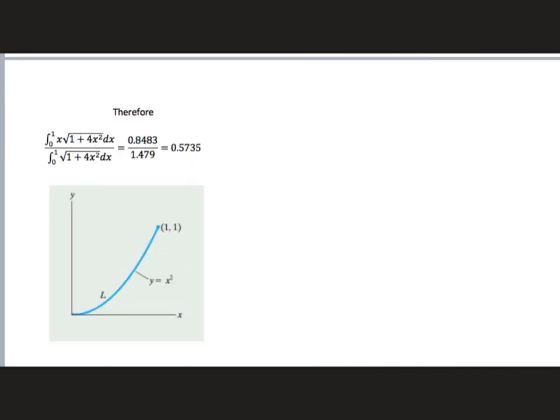So if we plug in these values for the numerator and the denominator, we end up with the value for our centroid being 0.5735. So about 0.6, not smack dab in the middle. Why is that? Because this function is increasing rapidly as you increase x. And so there's more line from here to there than there is from there to there. I think you can see that visually, and this tells you the point where the average position of that line would be.